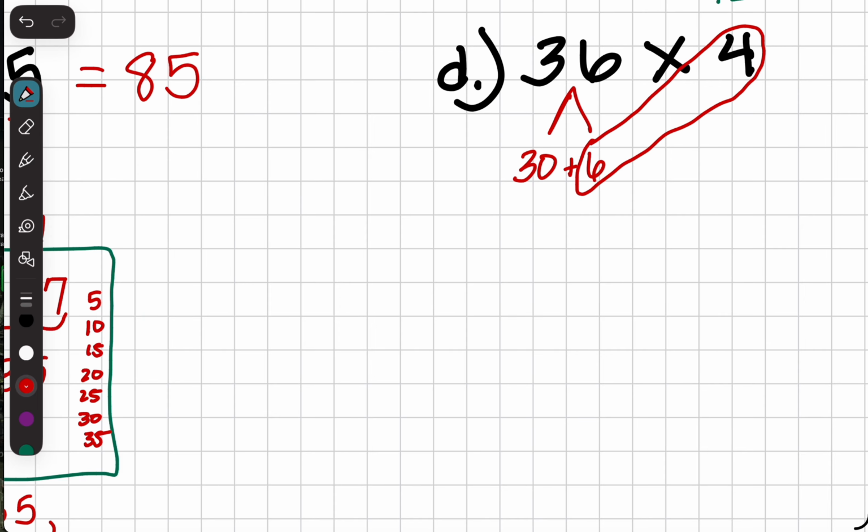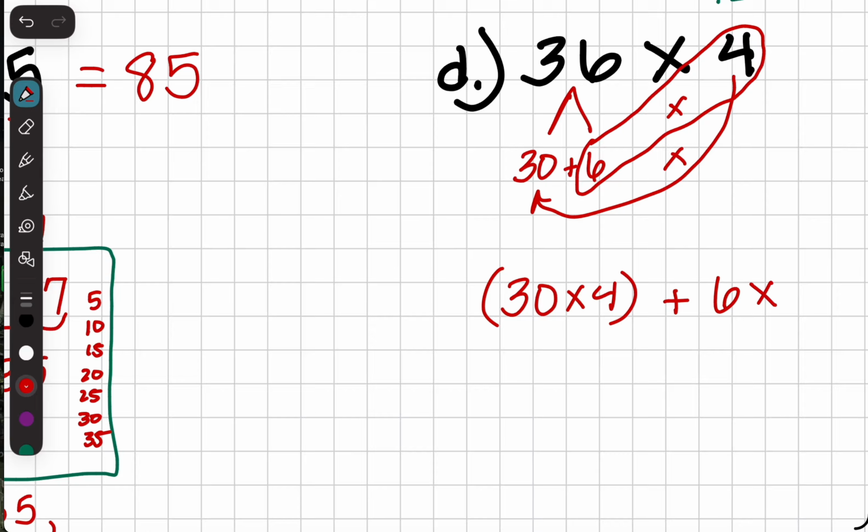Visually, this is what I'm showing you. You're going to multiply the 4 by the 6. You're also going to come around and multiply the 4 by the 30. So this is technically going to be 30 times 4, parentheses, plus 6 times 4, parentheses.